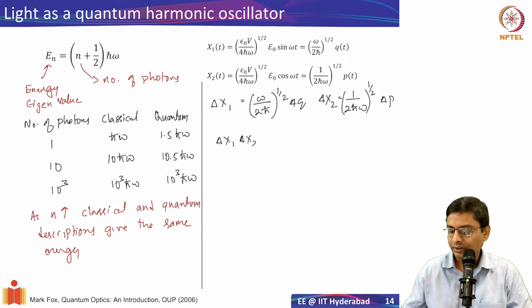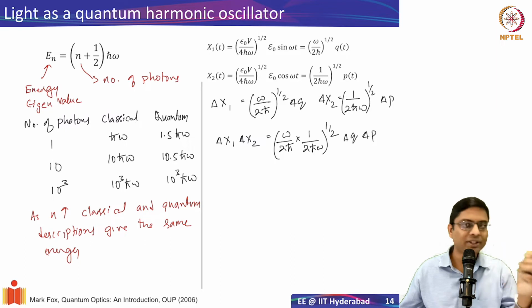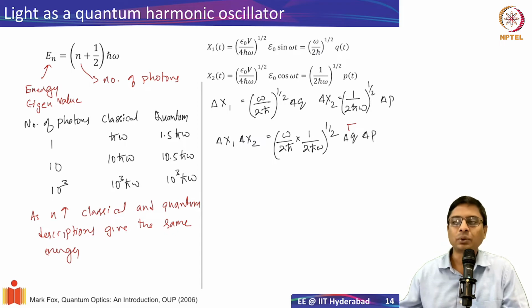Okay. To arrive at an uncertainty relation, I will take the product of these two uncertainties, delta x1, delta x2. So I will get omega by 2 h bar into 1 by 2 h bar omega, whole thing under root, delta q and delta p. All right. So the uncertainty in the generalized coordinates, we already talked about this. We said uncertainty in q is essentially x times root of m, and p will be delta px divided by root of m. So we'll make these substitutions.